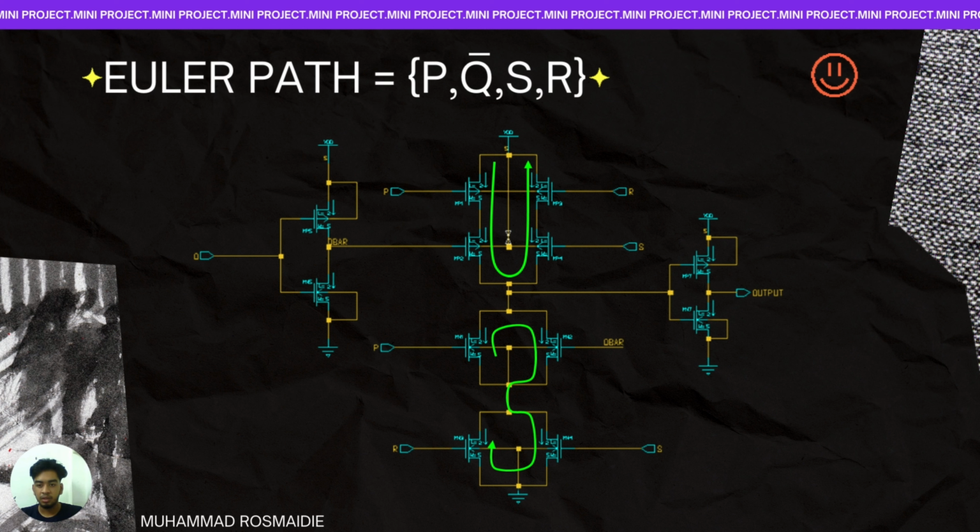Before that, our circuit has 4 inputs, which are P, Q bar, R, and S. So my team declared to use a yellow path, which is P, Q bar, S, and R. As you can see, the green arrow represents our yellow path. When we have a yellow path, we can go to the next step, which is to build a state diagram.